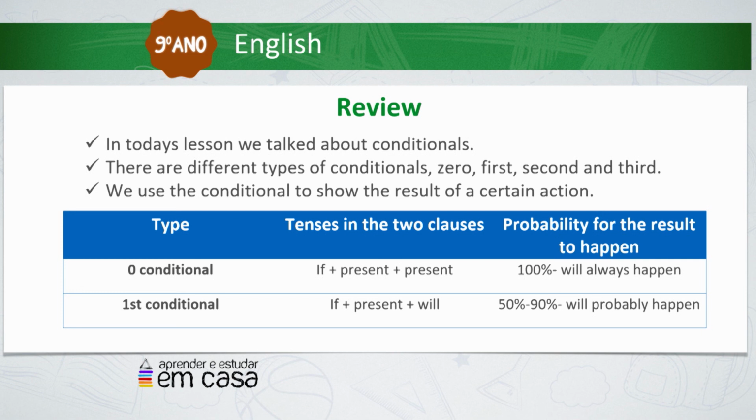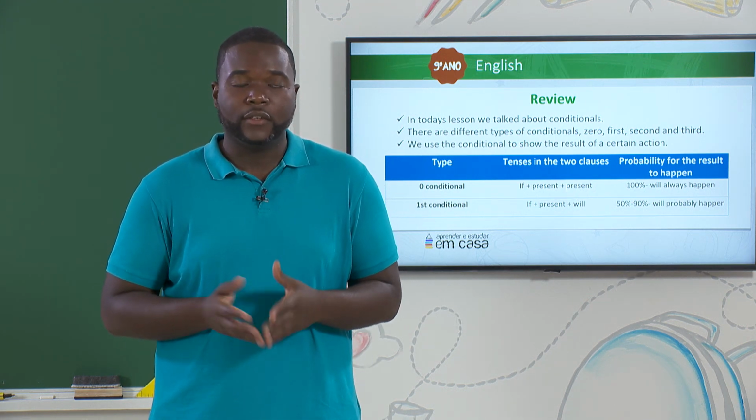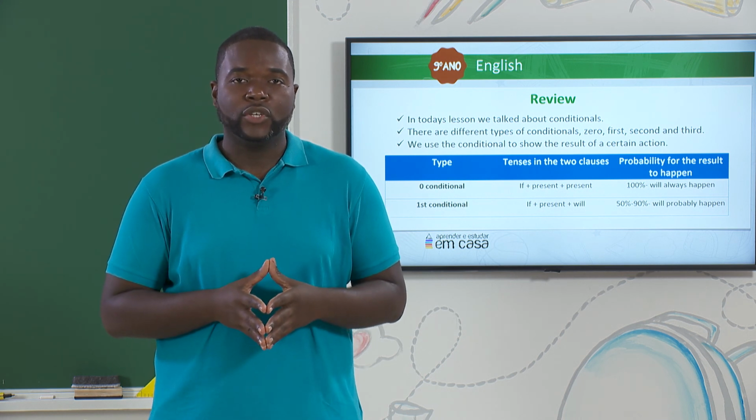Now, the first conditional, we have a different structure. We have if plus the verb in the present plus will. And different from the zero conditional, we use the first conditional to talk about something that will probably happen, all right? It's not scientific fact, it's not something that is always true, it will probably happen. Well, students, that was the review of today's lesson, the zero and the first conditionals.